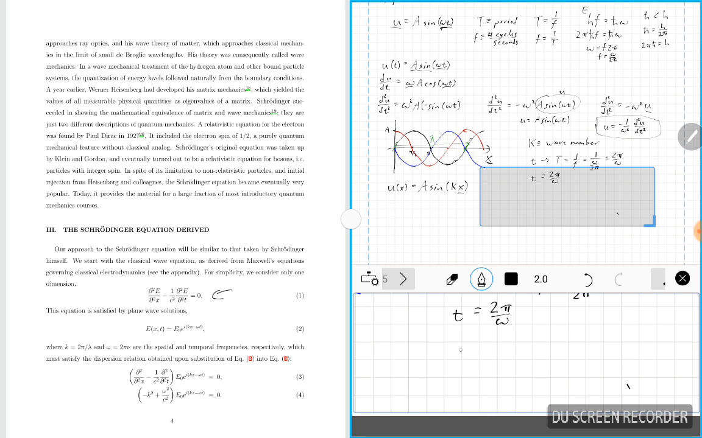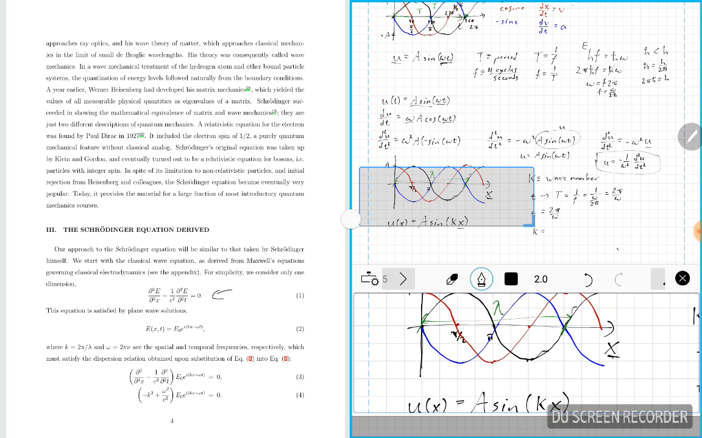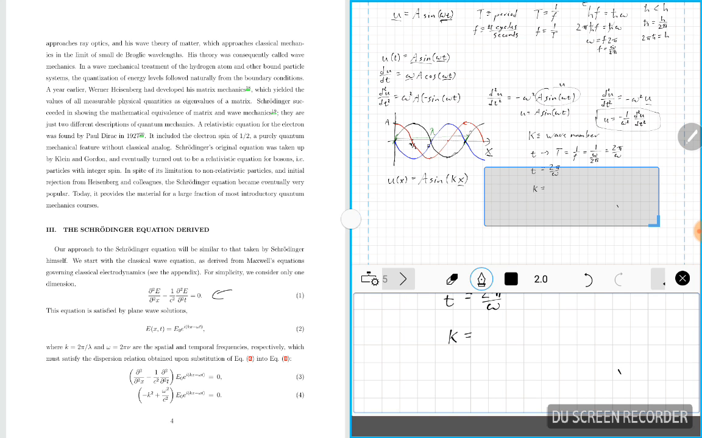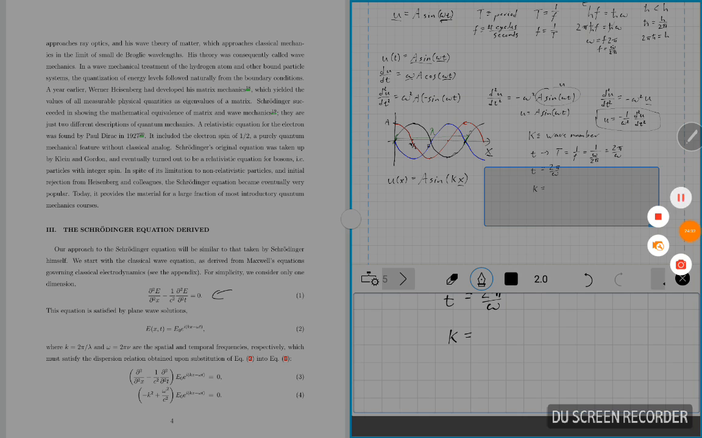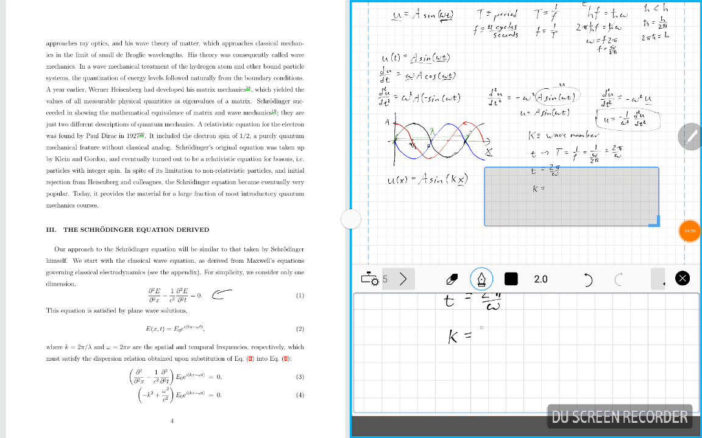For k, we have the same idea, except that k is going to be in terms of meters. What we need to have here for our conditions is that k equal to 0 has to give the same u as k equal to 2 pi. So just as t equals 2 pi over omega, k equals 2 pi over lambda.